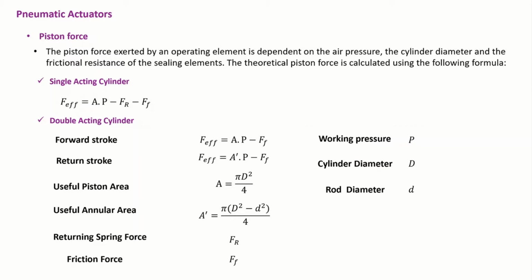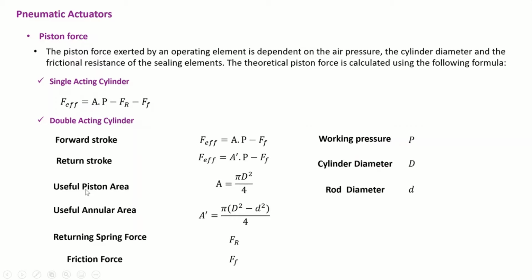But for the double acting cylinder, the scenario is different because we don't have any sort of spring. So the force that we calculate is going to be different for the forward stroke and the return stroke, right? For the forward stroke, we have the effective force equal to the area times the pressure, minus the friction force. From there we can find the effective force, and the return stroke is going to be A prime times P minus the friction force. And what is the difference between A prime and A?